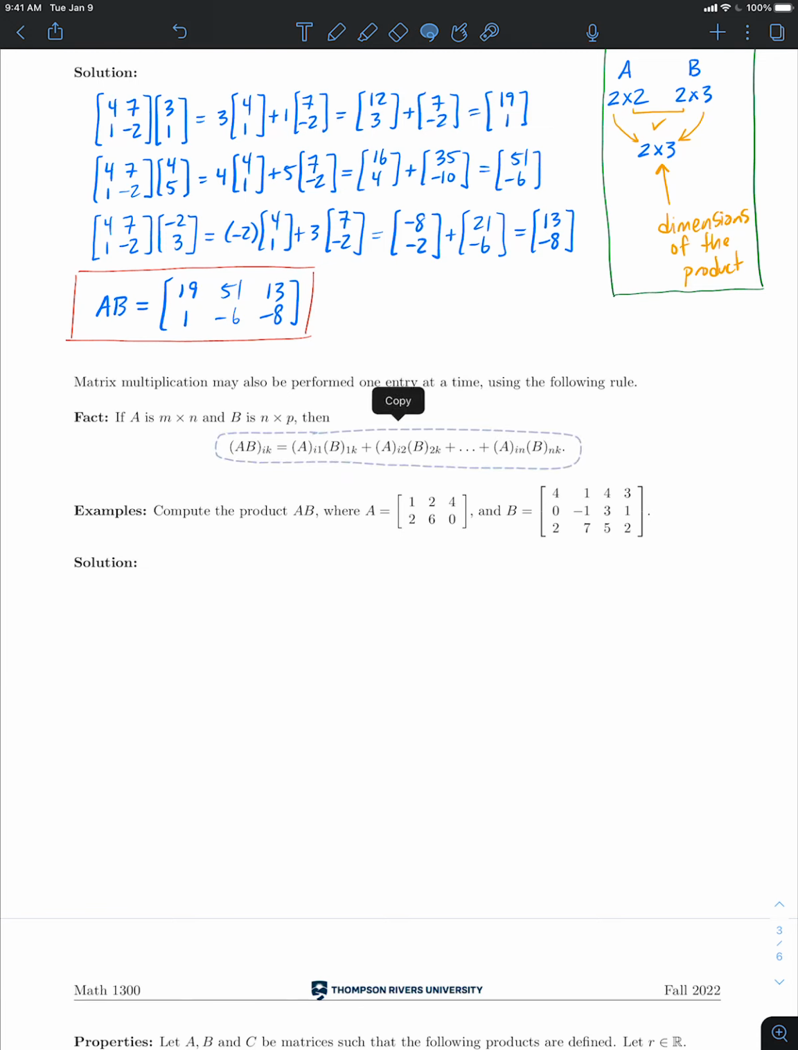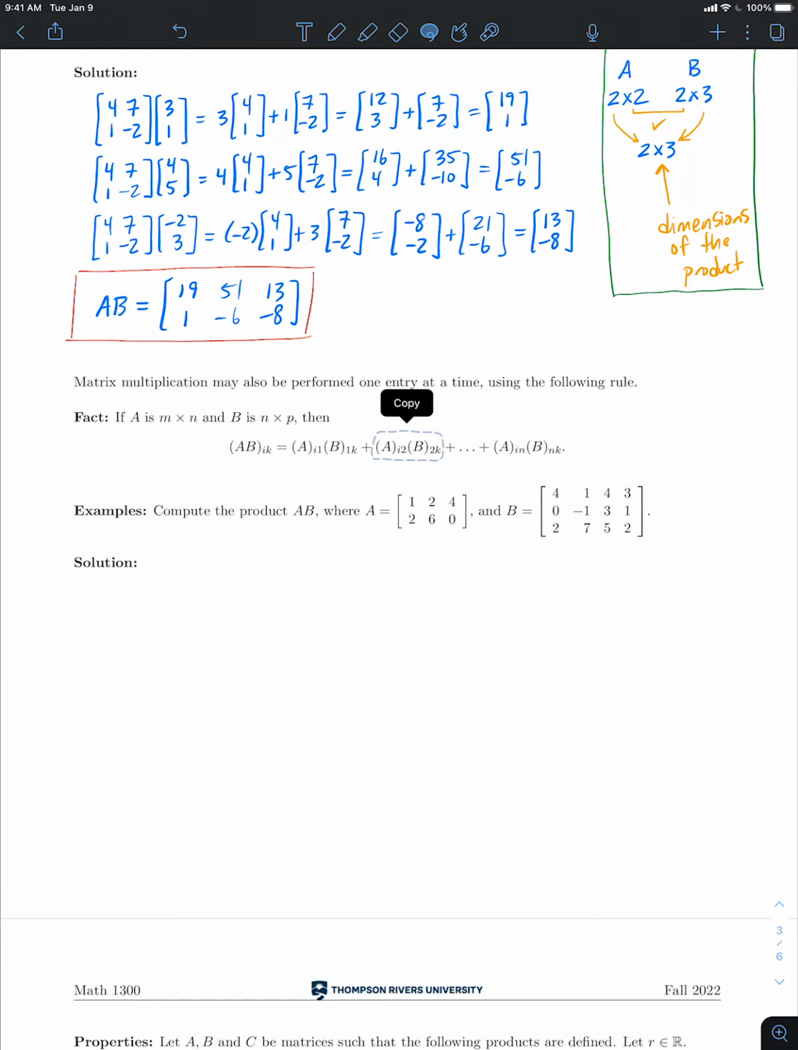Okay, and when you first see this formula, it looks a little bit intimidating. There's an awful lot going on, and it looks like there's an unknown number of terms. You get a term here, then some terms in between, and then a final term. So what's happening here? Notice that you've got A_i1 multiplied by B_1k. Well, what's the next term? You've got A_i2 multiplied by B_2k.